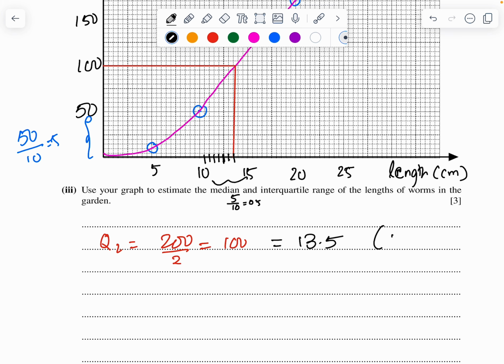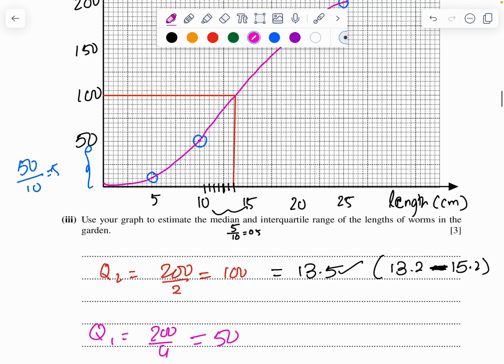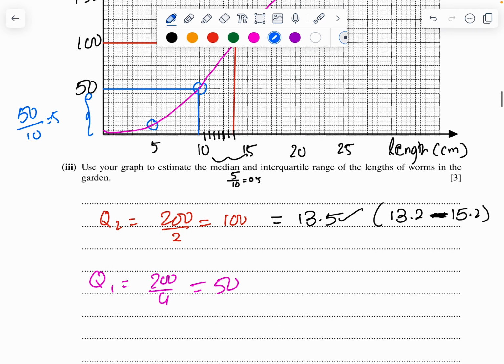Now the mark scheme gives the answer between 13.2 and 15.2. Any number between 13.2 and 15.2 is okay, so my answer 13.5 is correct. Now for Q1, which is 200 divided by 4, which is 50. So from 50, draw the line, hit the graph. Already you know that for 50 it was 10.